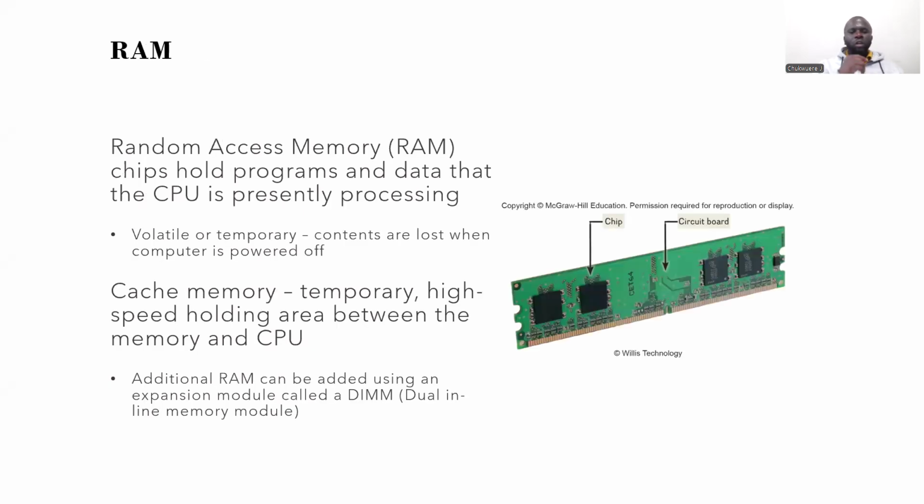And what is your RAM? Your random access memory chips hold programs and data that the CPU is presently processing. When you are doing something on a computer, that data is being processed immediately, right? And what your RAM will do is to hold that.